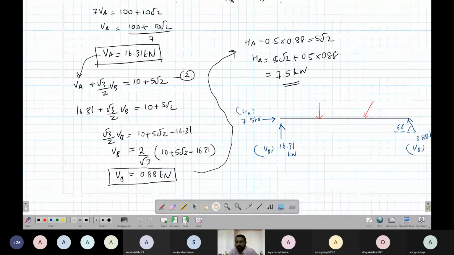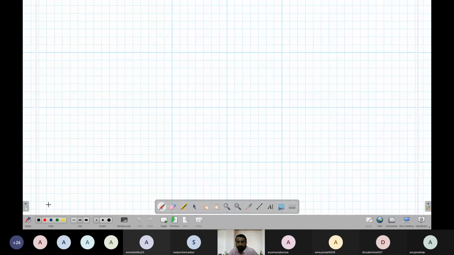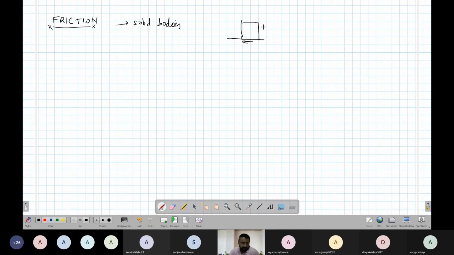Sorry for that. Now I think we can start with what is known as friction. I'll just give you some introduction today. Friction force is basically friction between solid bodies. We have a surface and a body, and because of contact there can be some friction here. This friction is basically called Coulomb's friction.